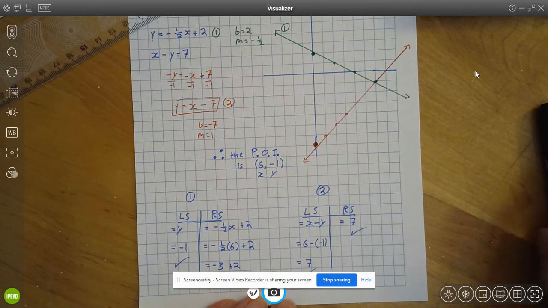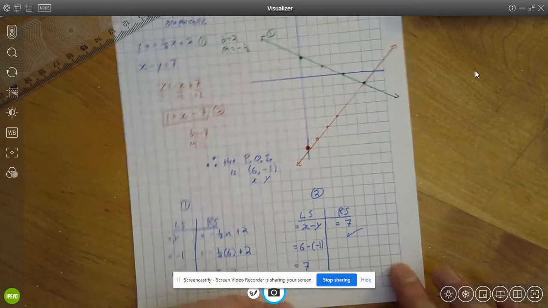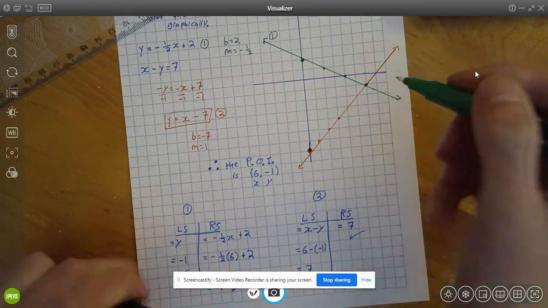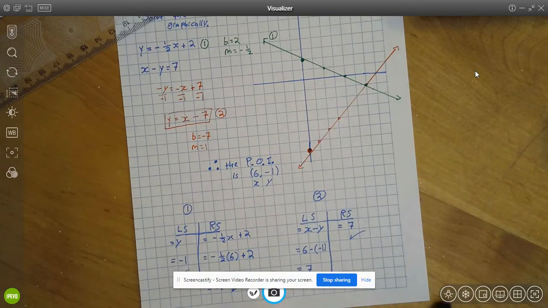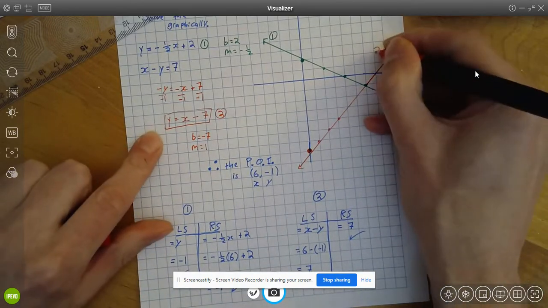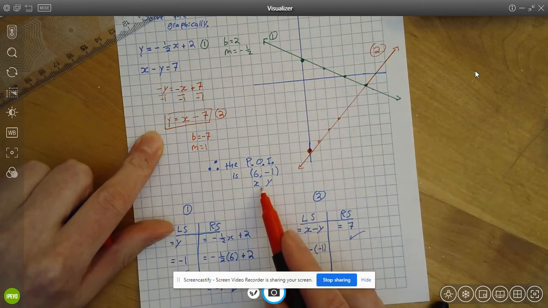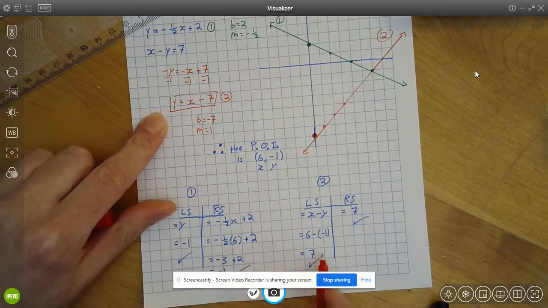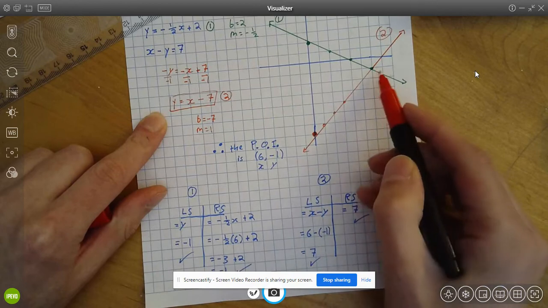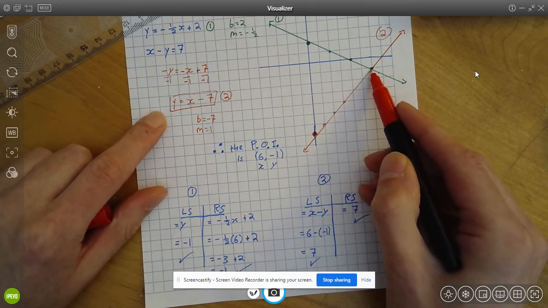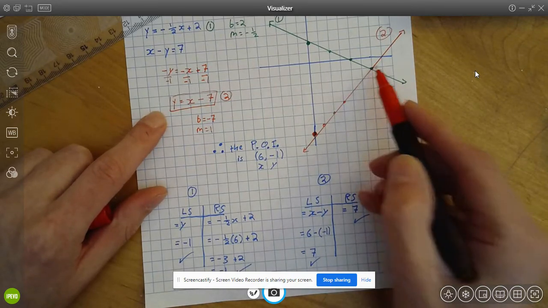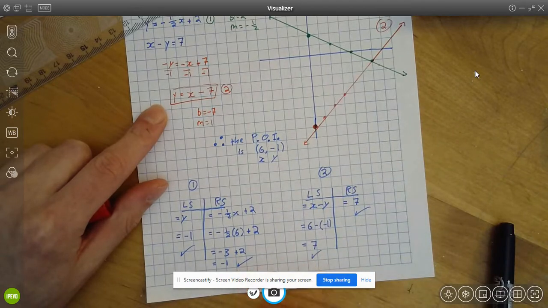So if I ask you to solve a linear system graphically and verify, this is what your solution should look like. I should have two labeled lines with arrows. I should have a POI statement, and then I need to have two left side, right side checks because I'm showing or verifying that this intersection point truly exists on the two lines.